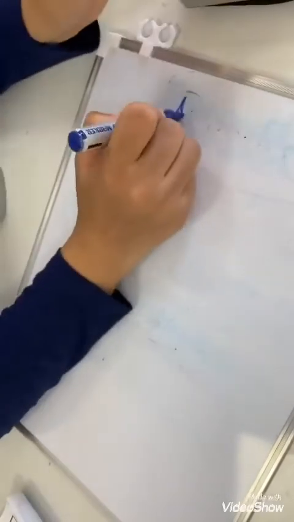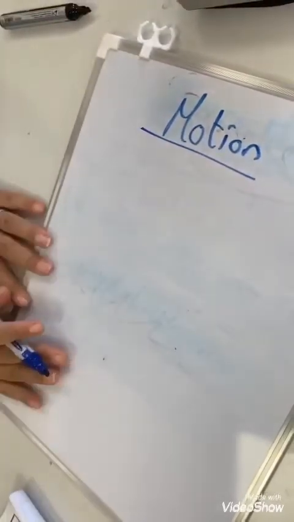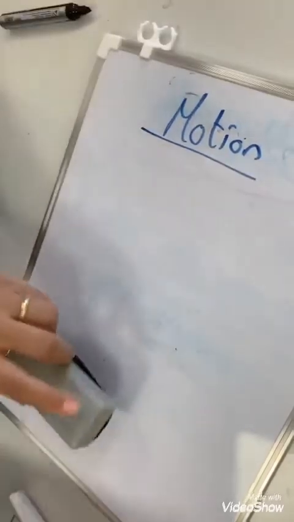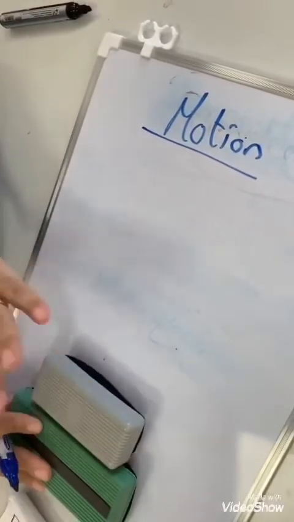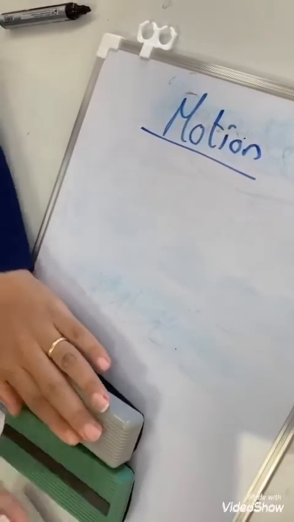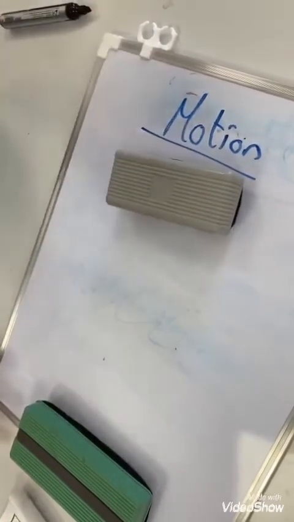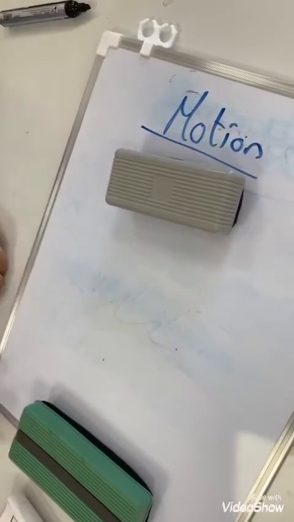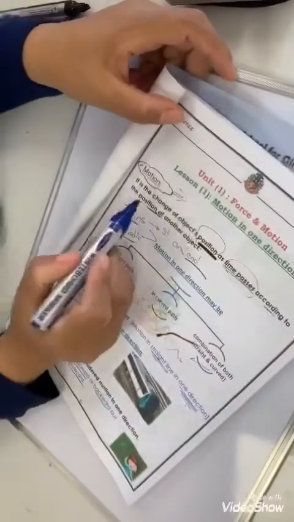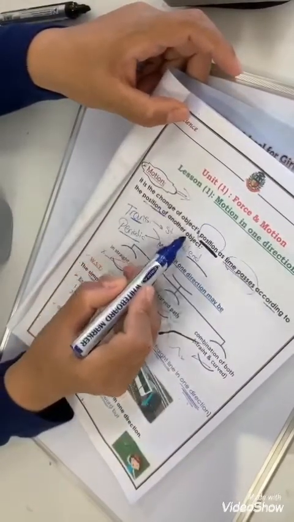So the word motion means the change of object position as the time passes, according to the position of another object. How will I know that the position of this duster changed? When I compare it to another object, I will say that the position of this duster changed according to the position of the other one. Okay? So this is the definition: the change of object position as time passes according to the position of another object.